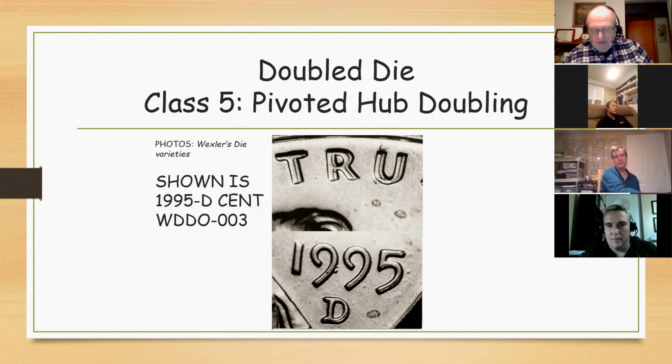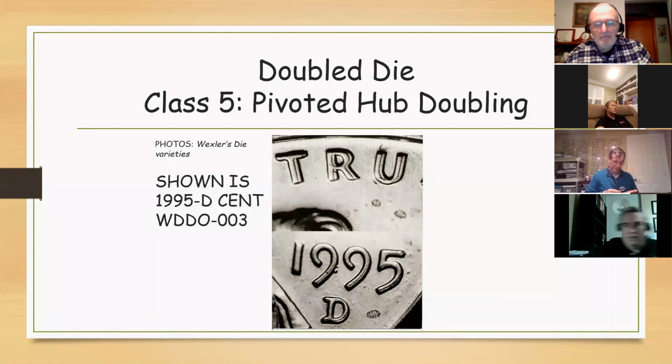Now shown, the pivot point here was at approximately 4. It's a counterclockwise spread, strongest on this design element nearing the rim at 2 o'clock. So your 2 o'clock would be way over here. And so those would include the letters of trust and the date. The rest of the coin wouldn't necessarily be affected by it.